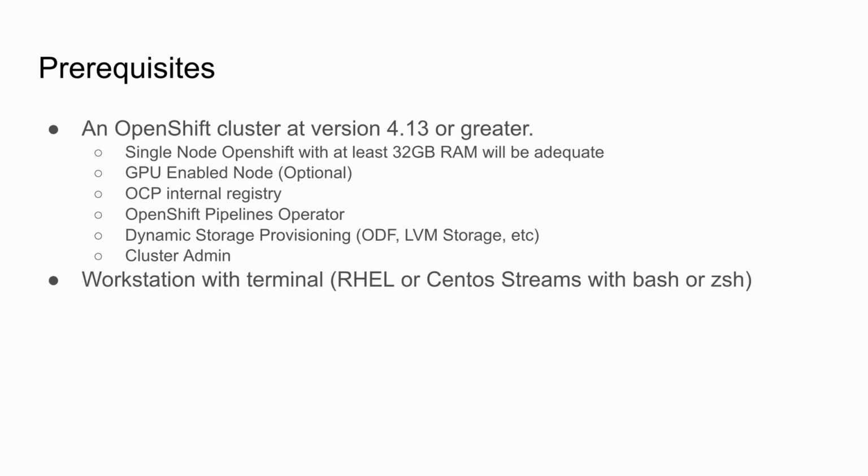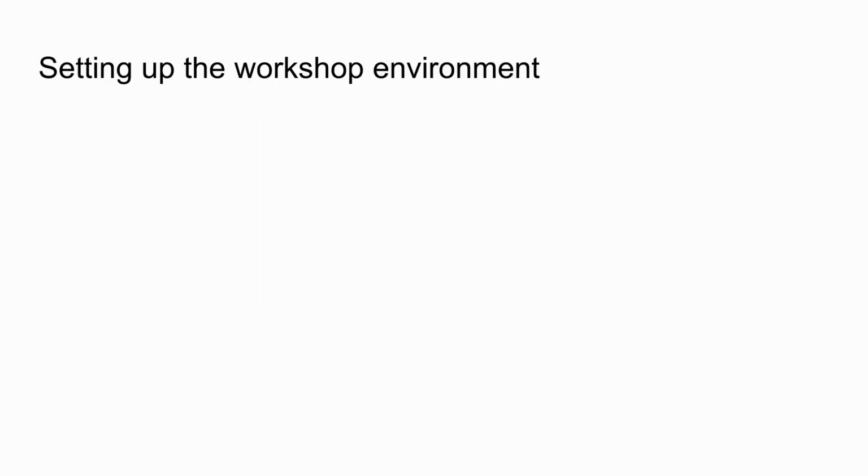You'll also need a workstation with a terminal. RHEL or CentOS or even OS X would do. You should have the Git client and Tekton clients installed. Optionally, you should have a still camera to capture images for input into your datasets. And finally, a webcam so that you can do live inferencing with the models that we're going to create in this lab. Okay, let's set up the workshop.